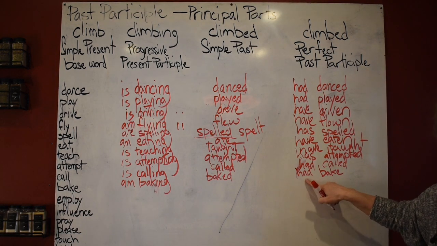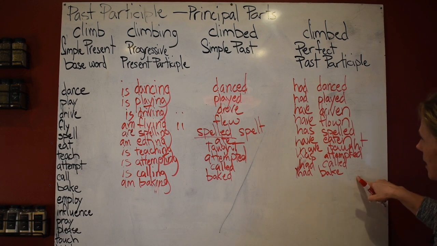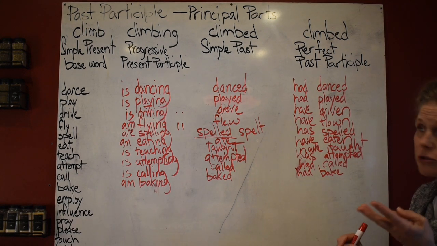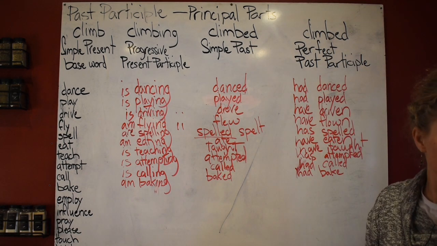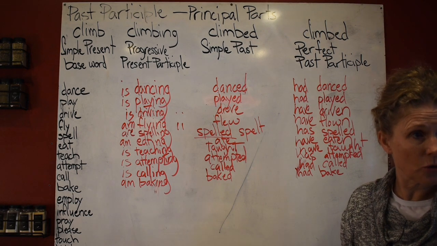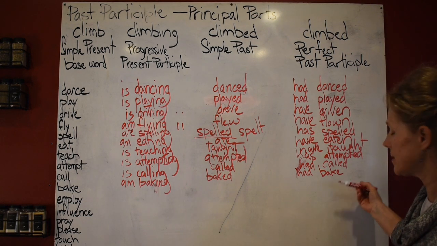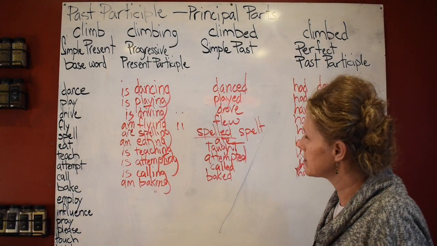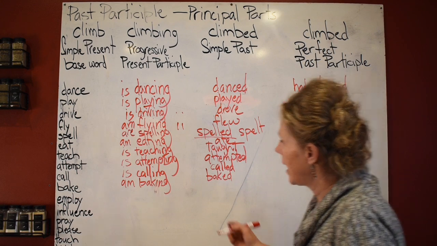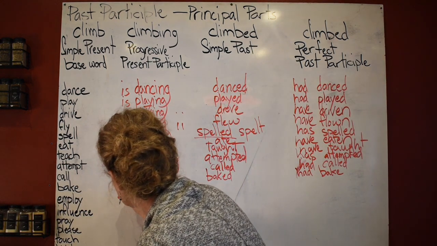Now remember, we could do have baked, has baked, had baked. You can use those three because it's the past participle. It depends on if you want it in the present tense or if you want it in the past tense. Employ. What about that? Am employing. Should we do that?